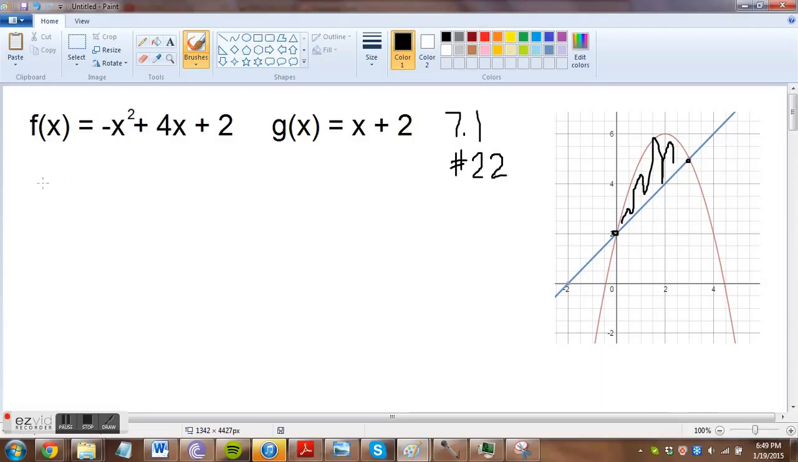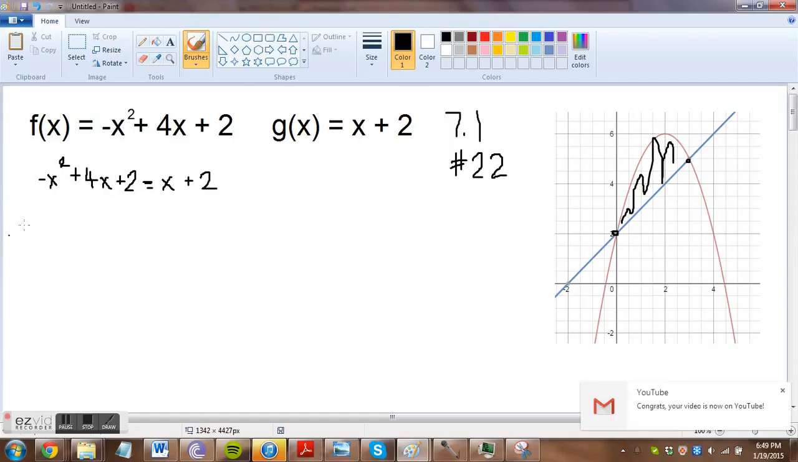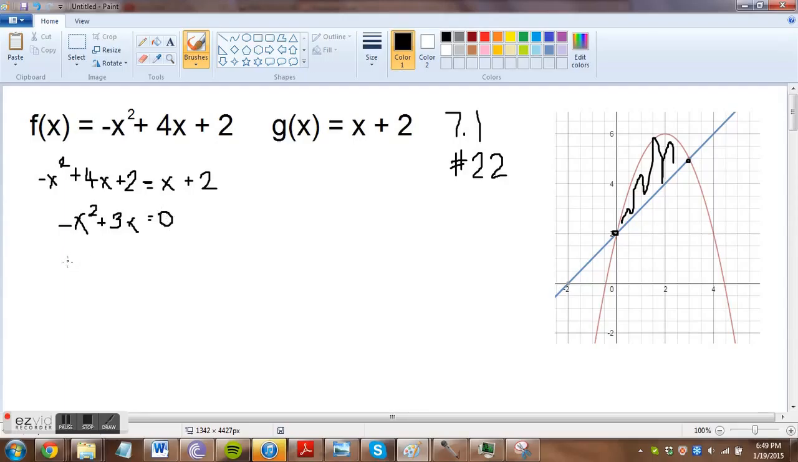So first we do negative x squared plus 4x plus 2 is equal to x plus 2, and then we get negative x squared plus 3x is equal to 0, and then we get negative x times (x minus 3) is equal to 0, and then we get x is equal to 3 and x is equal to 0, as we saw in the graph as well.